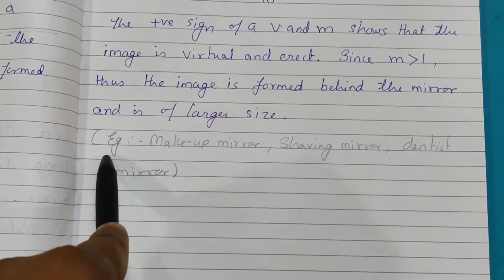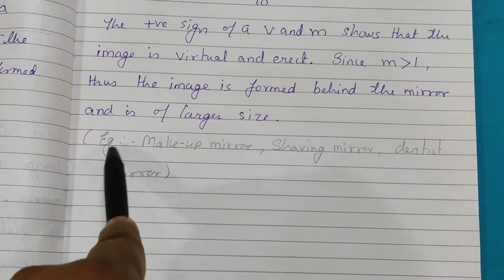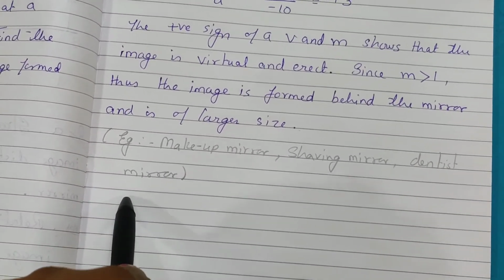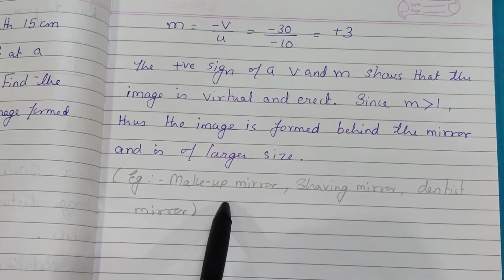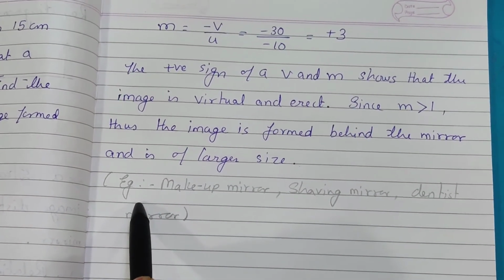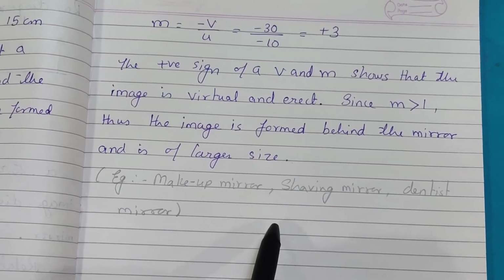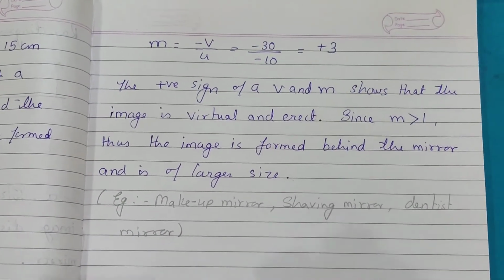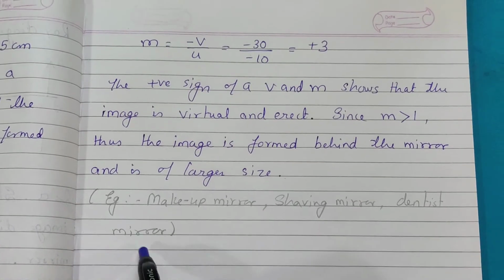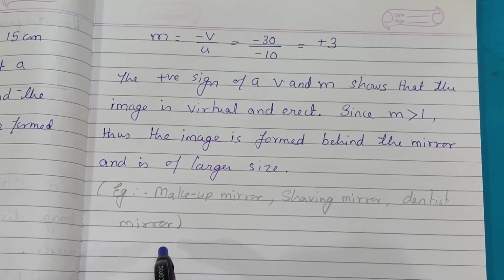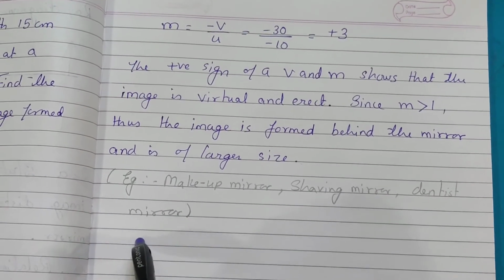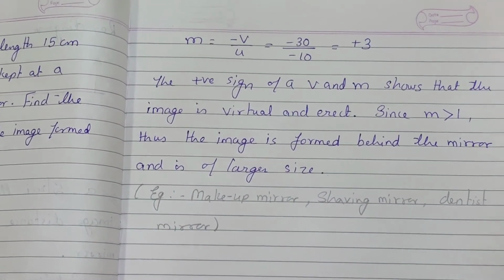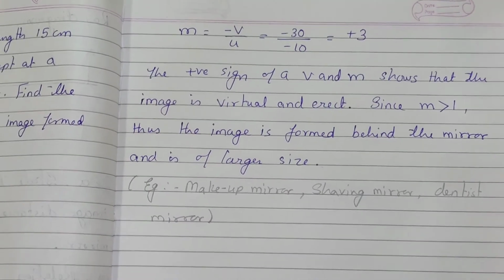We can give the example also. It is not needed, but I have given: makeup mirror, shaving mirror, dentist mirror. When we look in these mirrors, the image is formed larger. We can see our face very closely in the mirror. Dentist mirrors are small, but why do they use a concave mirror? Because they can see the larger size of our teeth.